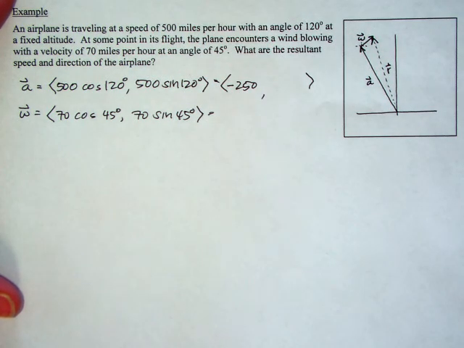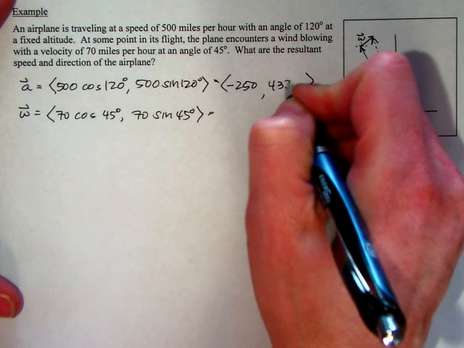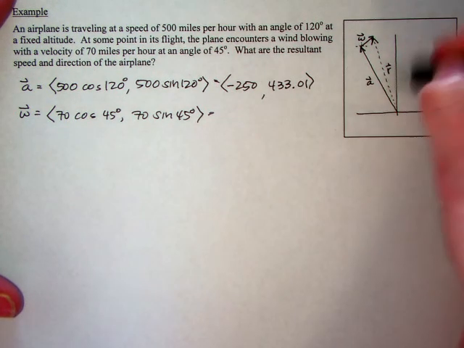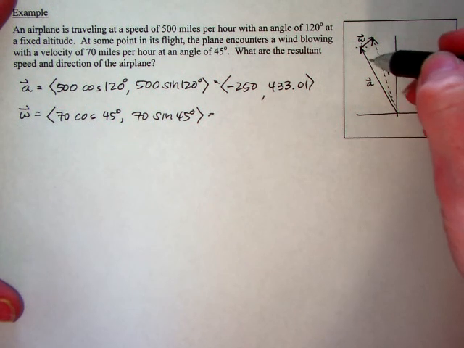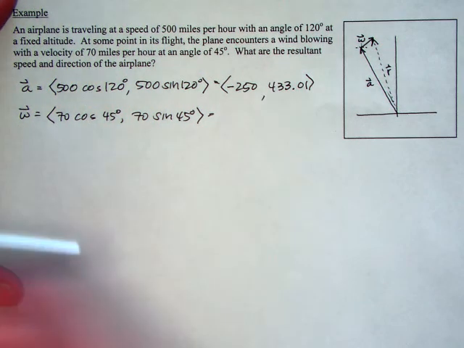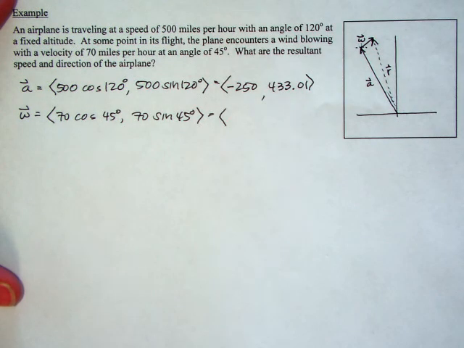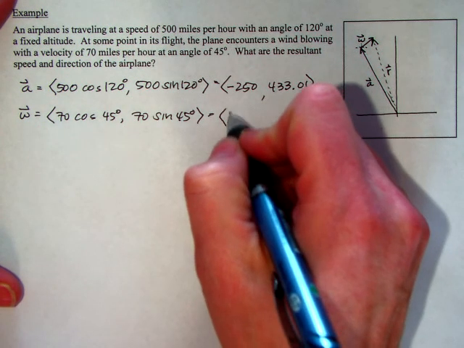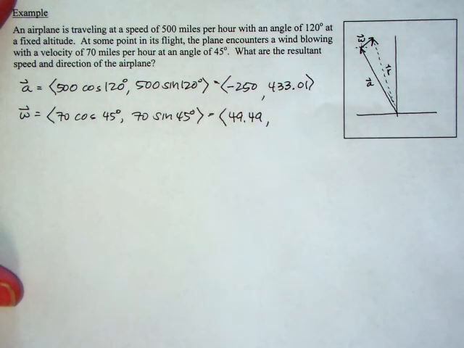And although this isn't a tailwind per se. Sorry, 433.01. This isn't a tailwind from the airplane. It's not coming behind and just pushing the airplane. It is having an effect on the airplane. So we need to put those two vectors together, essentially adding them. And we're going to figure out what is that wind doing to the airplane overall? How much is it moving it off course? How much do we need to course correct to put us back on the right flight path?